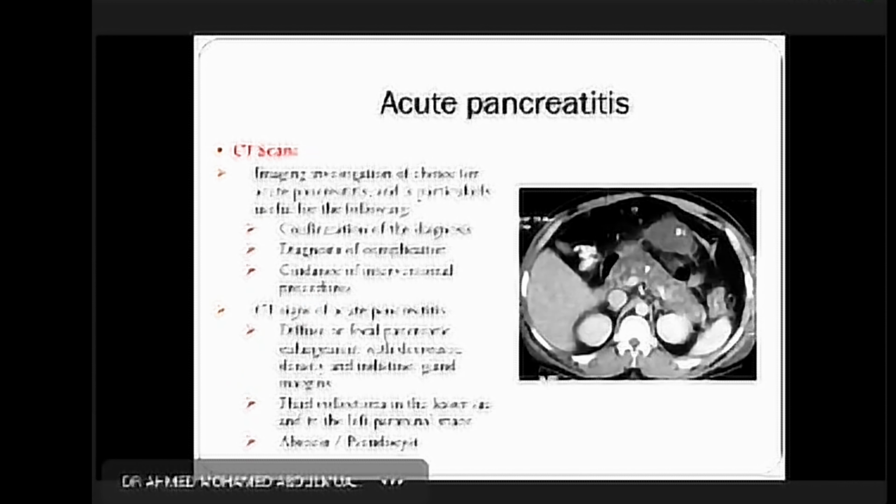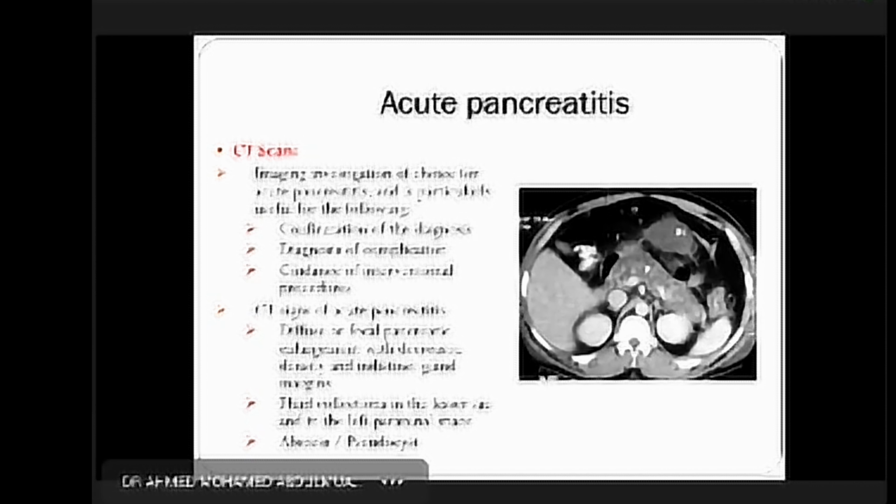So CT scan is definitely the imaging of choice for pancreatitis, and is particularly useful for the following. It confirms your diagnosis, whatever you have seen on ultrasound. Then if there is any complication, it will be seen easily on CT scan because you give contrast. Then any interventional procedure under CT scan guidance can easily be done, whether drainage or biopsy or anything.